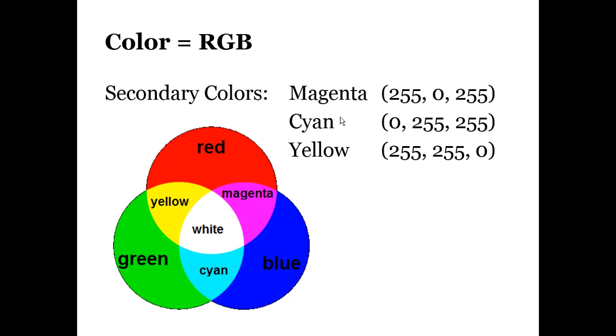Secondary colors are where we're combining two different ones. If we take red and blue together, adding all of the red and all of the blue, but no green, we're going to get magenta. As you know, if you remember from elementary school, red plus blue gives you purple. In this case, magenta is kind of like purple. Cyan is kind of like blue-green, so cyan is going to have all the blue and all the green and no red. Yellow, if you remember from elementary school, is a combination of both red and green. So 255, 255, 0 is going to give us yellow.